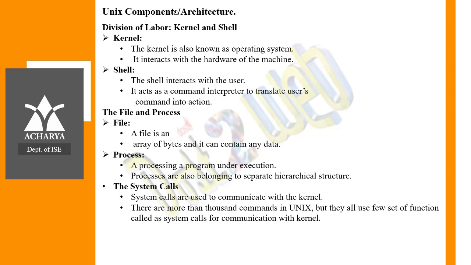So, what is the kernel? We already discussed that it is the core part of the Unix operating system. The kernel is known as the operating system. It interacts with the hardware of the machine. You can say the kernel is the core part of the Unix operating system. That is the kernel.